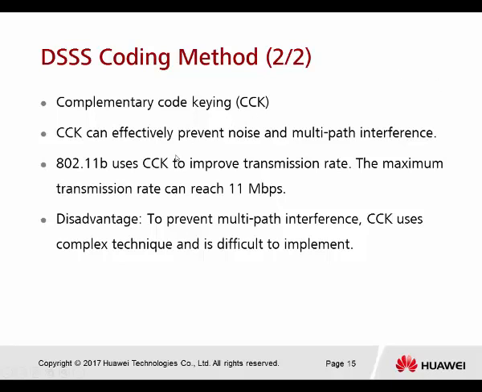Okay, so why are they using the CCK? Because they want to improve the transmission rate. Okay, so with using the CCK, the maximum transmission rate can reach up to 11 megabit per second. Okay, this is for the B. The disadvantage: to prevent the multipath interference, CCK uses complex technical and is very difficult to implement.